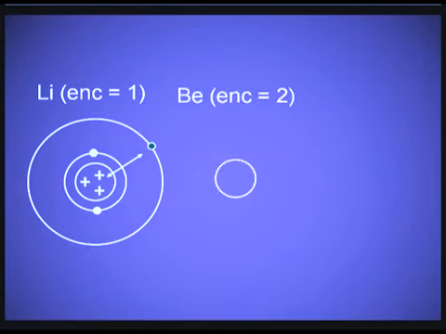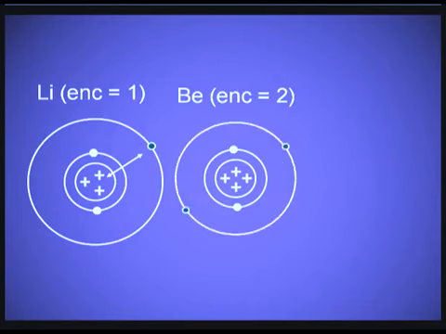Beryllium, its atomic number is 4. It has 4 protons in the nucleus, 2 electrons in the inner orbital and 2 more electrons in the outer shell. Again, you can see that the protons are holding the 2 valence electrons more tightly because the shell is the same, but the effective nuclear charge is increased.